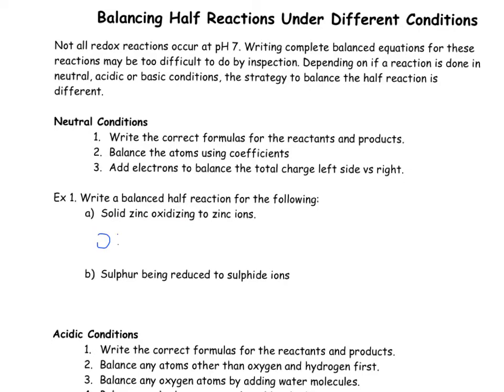In A, zinc is being oxidized into zinc 2+ ions. So I write the reactants and the proper products. Because I have one zinc on each side, I don't need to add any coefficients. In order for zinc to go from a neutral charge to a 2+ charge, it would have to lose 2 electrons.